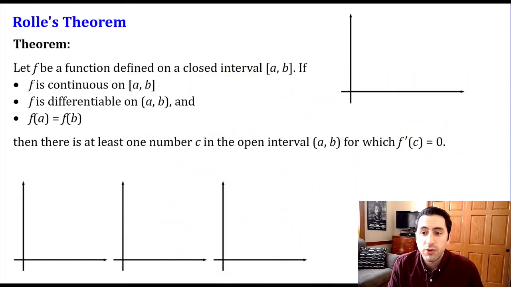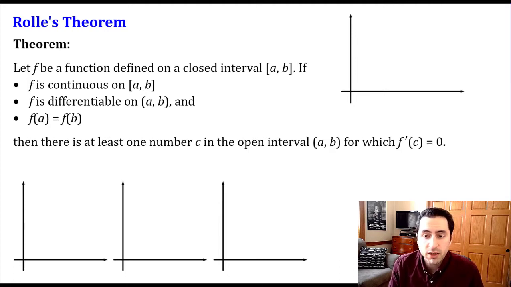So let's just start by reading through Rolle's theorem. It says, let f be a function defined on a closed interval from a to b. If f is continuous on the interval from a to b, if f is differentiable on the open interval from a to b, and if f of a is equal to f of b, then there is at least one number c in the open interval from a to b for which f prime of c is equal to 0. Okay. There's a lot of information in this theorem. Let's just go step by step and make sense of what each part means.